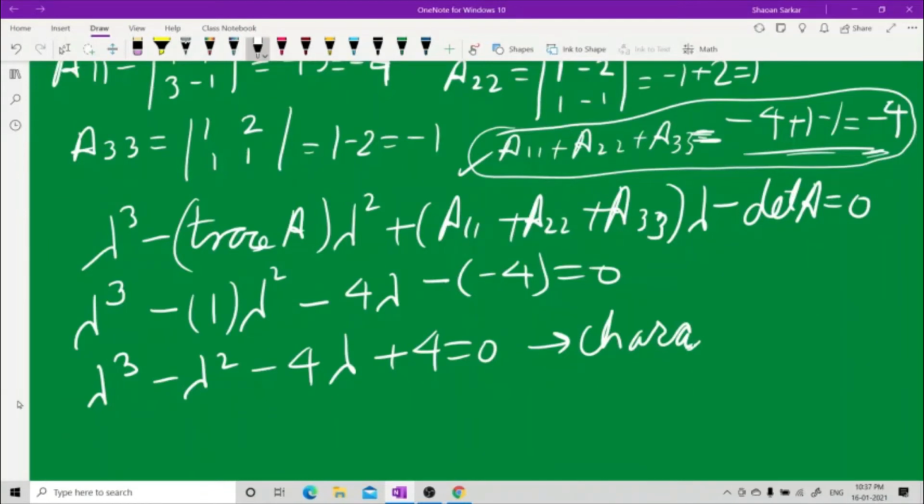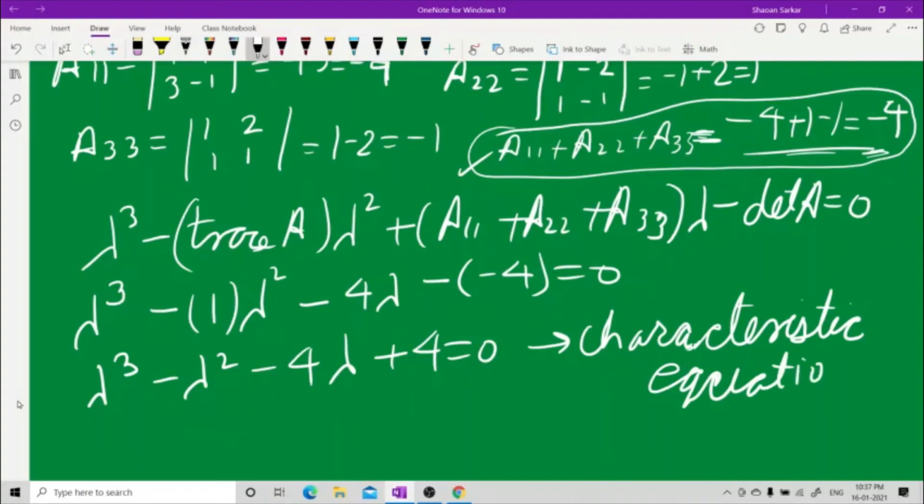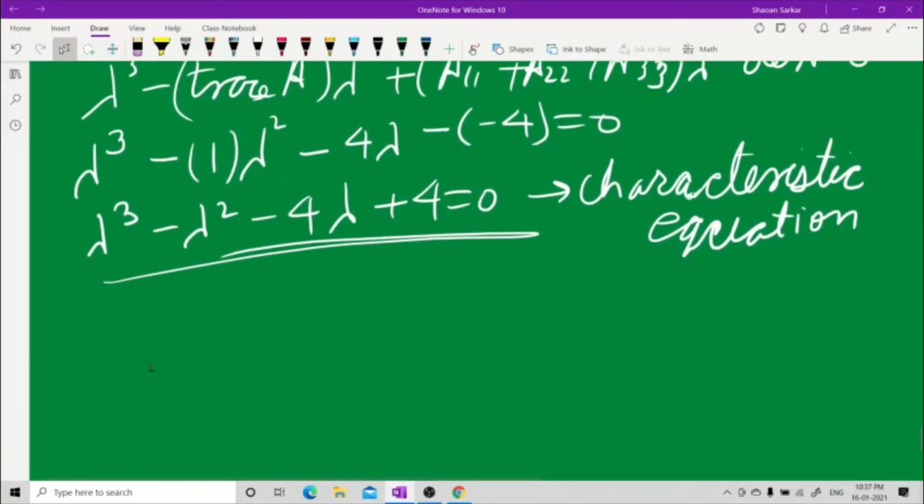This is going to be my characteristic equation or the latent equation, whatever you want to write. This is the most important equation. Now I need to solve it as I used to solve in class. I hope you remember. What I do is take the factors of 4: 1, 2, and 4. Let's try with 1.